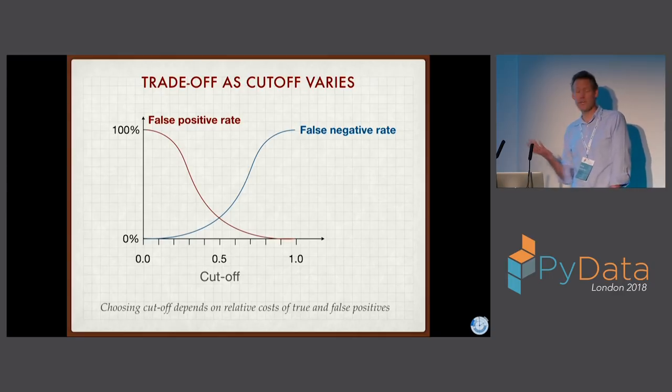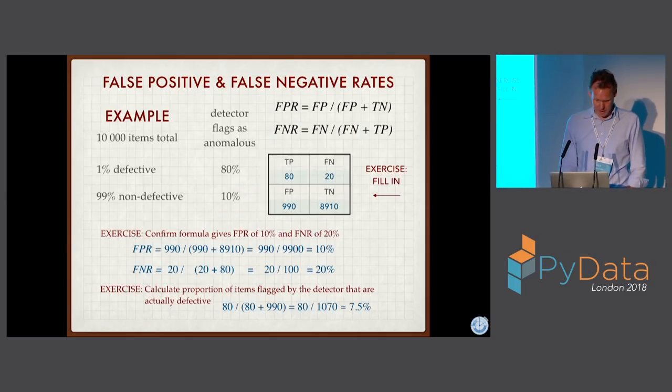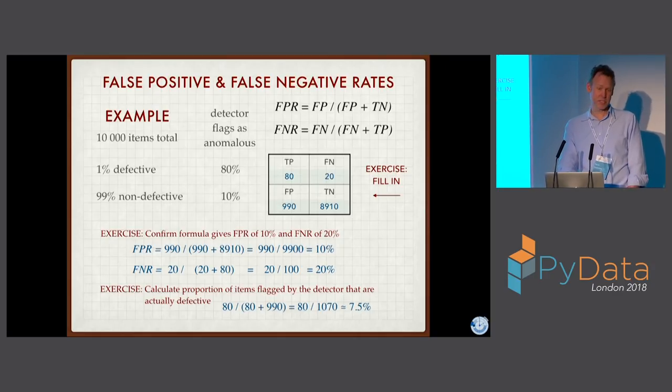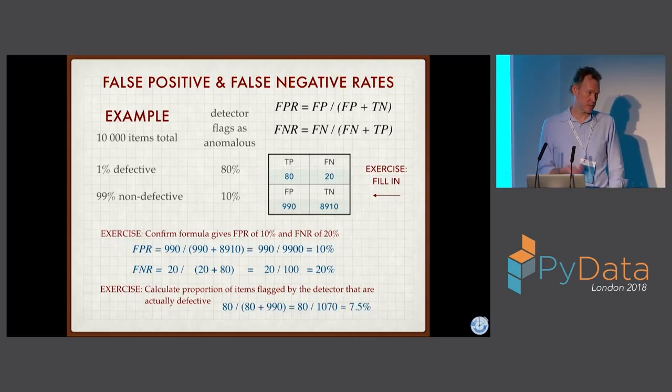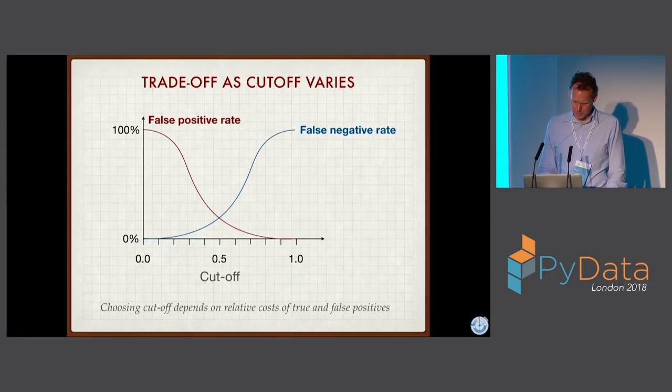The system's still useful. Even the system we've talked about here that looks pretty horrible when you say only 7.5% of the things that came through actually were true positives, it's still the case that it's allowed you to look at only 1,070 of the 10,000 and detect a 7.5% rate against a 1% background rate. So you're still getting significant benefit out of the system.